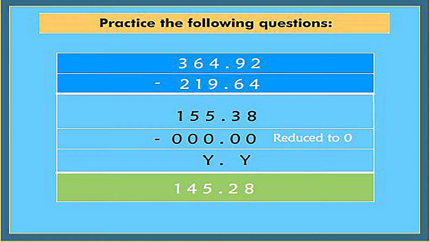364.92 minus 219.64. The highest digit has 3 minus 2 equals 1, and this will be final because the next digit shows 6 is larger than 1. The next digit is 6 minus 1 equals 5, but reduced into 4 because the next digit has 4 minus 9, and 4 is smaller than 9.